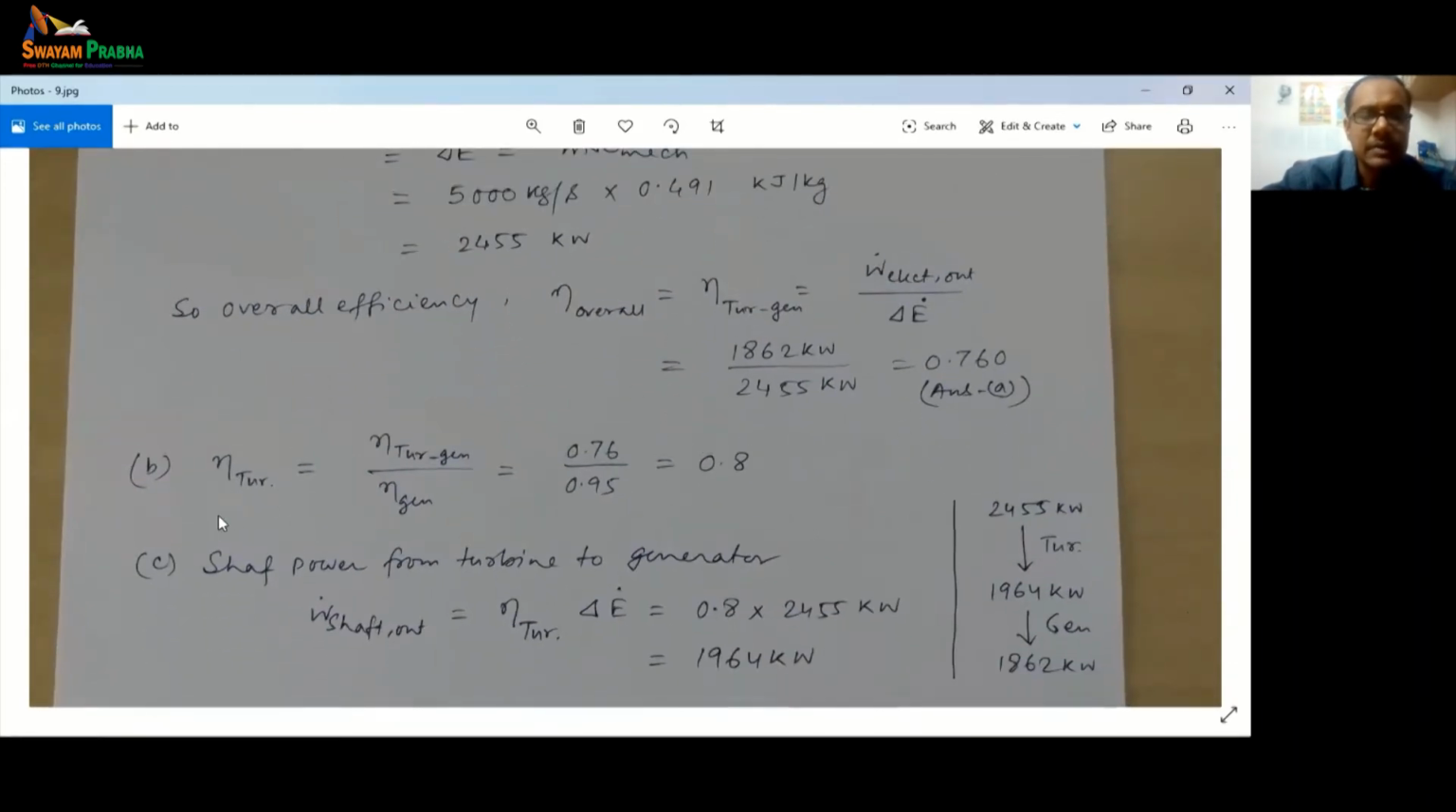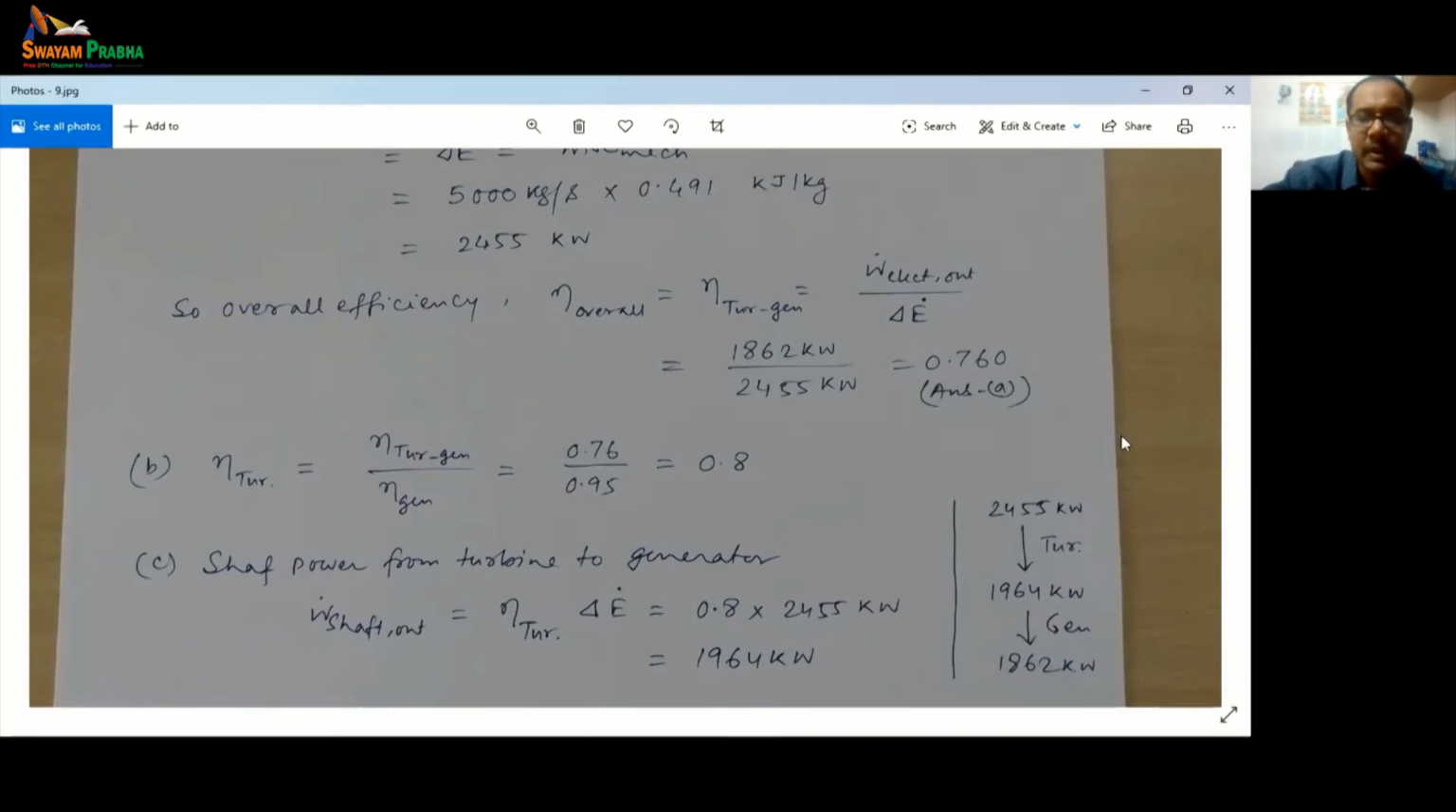Now the next portion is how to find the efficiency for the turbine itself. This turbine generator combination efficiency is nothing but the multiplication of turbine efficiency and generator efficiency, right? So individually, the turbine efficiency will be the overall turbine generator efficiency divided by eta of generator. Now the efficiency of generator is given, that is 0.95. So what we found is overall 0.76 divided by 0.95. So the individual turbine efficiency is 0.8.